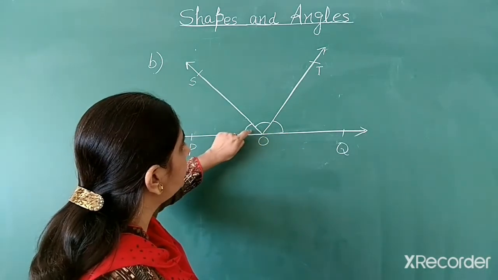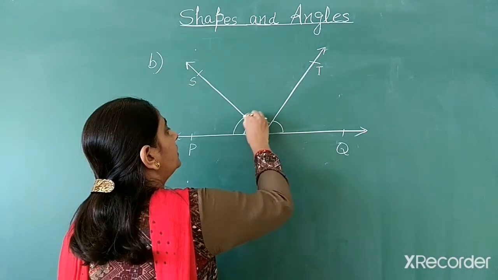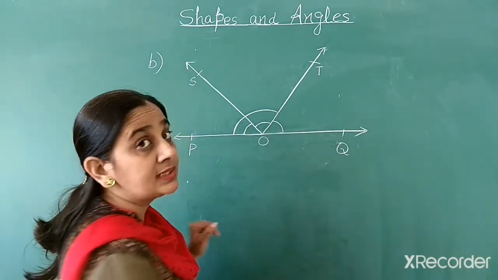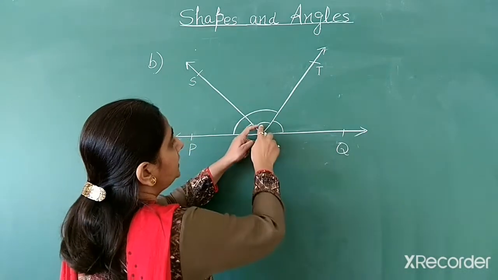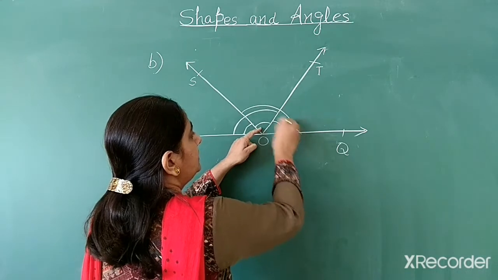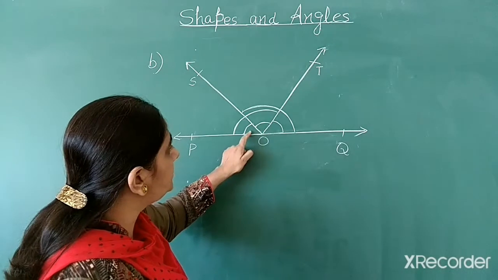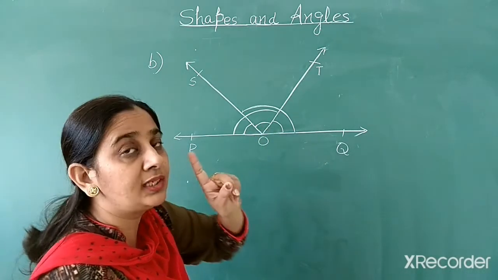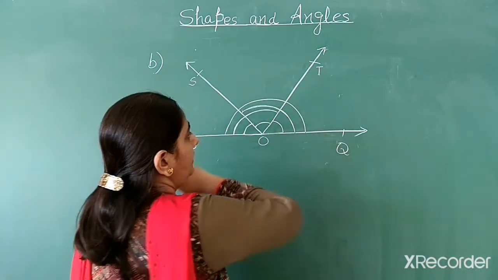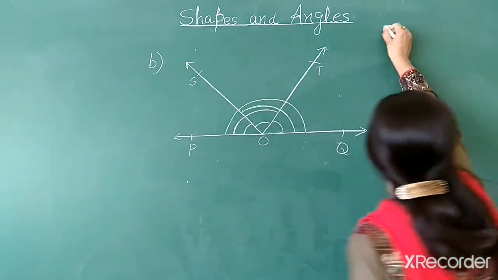If you will join these two smaller angles, you will get one bigger angle. So this is our fourth angle. Now in the same way, children, if you will join these two smaller angles, then you will get one more bigger angle. So this is our fifth angle. Now children, if you will join these three smaller angles, then you will get one more bigger angle. And this is our sixth angle. So this figure has 6 angles.